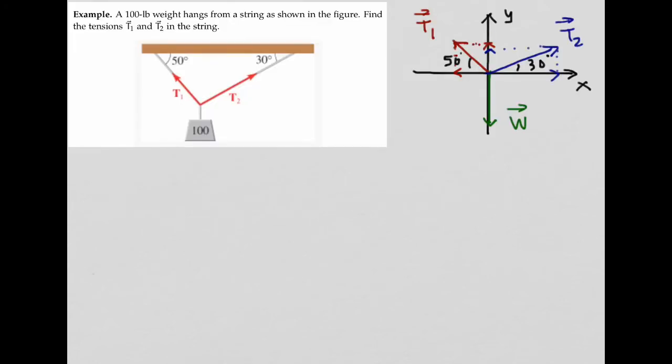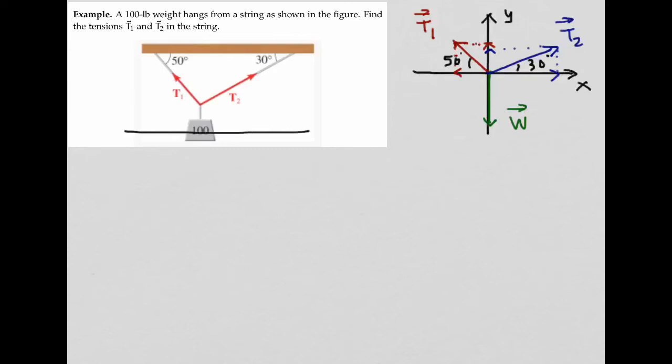Final example is an application. It's an application from physics. A 100-pound weight hangs from a string as shown in the figure. Find the tensions vector T1 and vector T2 in the string. To solve this problem, I'll start out by introducing coordinate axes as follows.